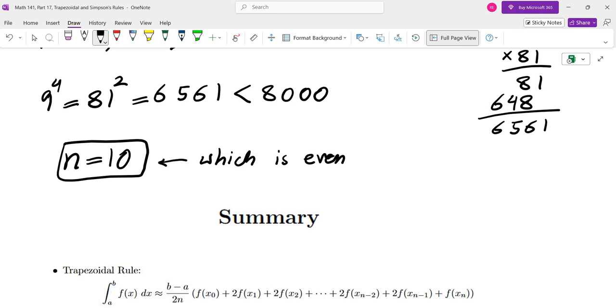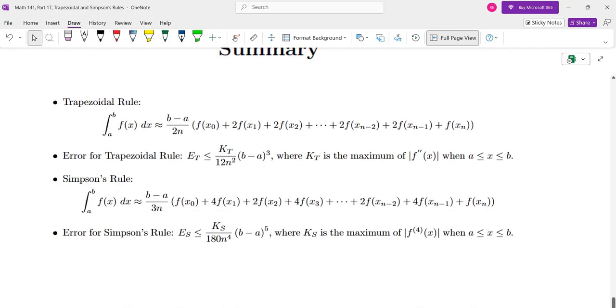If this were, let's say, you found 11 is the first number that satisfies the inequality, then you would have to choose 12. So to summarize, what we learned here was basically two formulas for trapezoidal rule and Simpson's rule, and two formulas for their error terms. For trapezoidal rule, it's b minus a over 2n. The coefficients are 1 at the beginning and at the end, and 2 everywhere else. And for Simpson's rule, the coefficients are 1, 4, 2, 4, 2, 4, 2, and it ends with 4, 1. And then we have b minus a over 3n instead of 2n. And then the error terms are these, which you will be given.